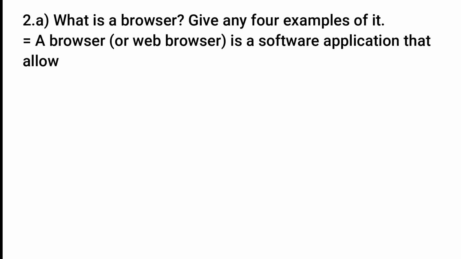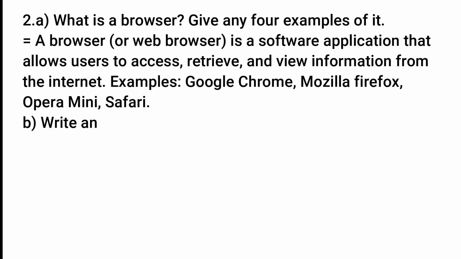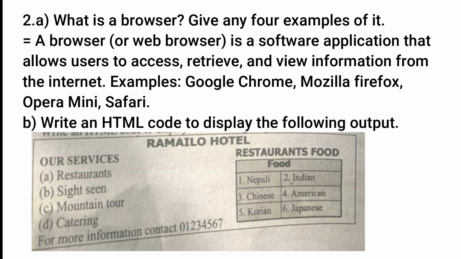2.A. What is a browser? Give any 4 examples of it. A browser, or web browser, is a software application that allows users to access, retrieve, and view information from the Internet. Examples: Google Chrome, Mozilla Firefox, Opera Mini, Safari. B. Write an HTML code to display the following output.